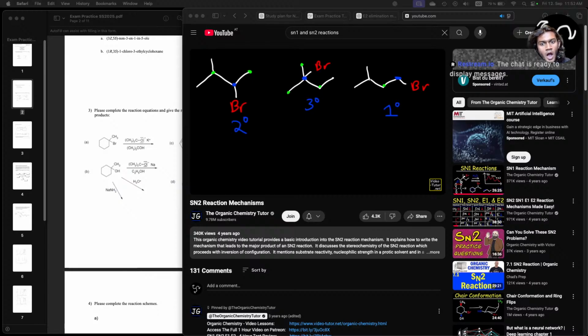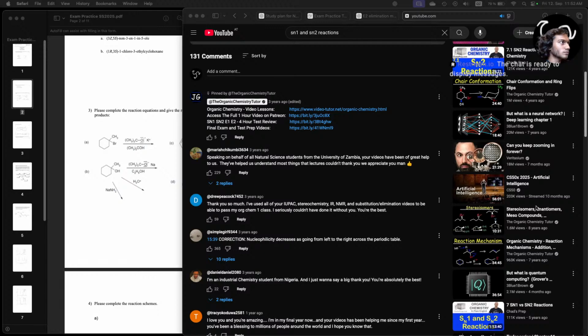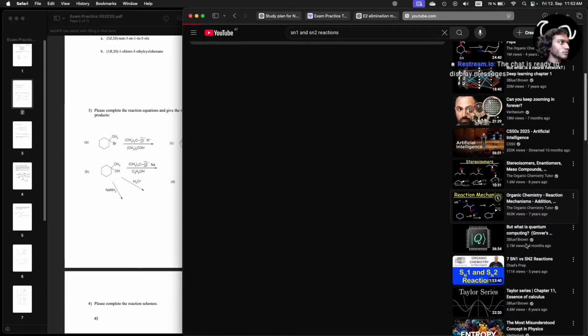It turns out that the primary alkyl halide is the best for an SN2 reaction, whereas the tertiary alkyl halide is the worst. And the reactivity is as follows: a methyl alkyl halide is better than a primary alkyl halide, which is better than a secondary alkyl halide, which is better than a tertiary alkyl halide. Now let's talk about why.